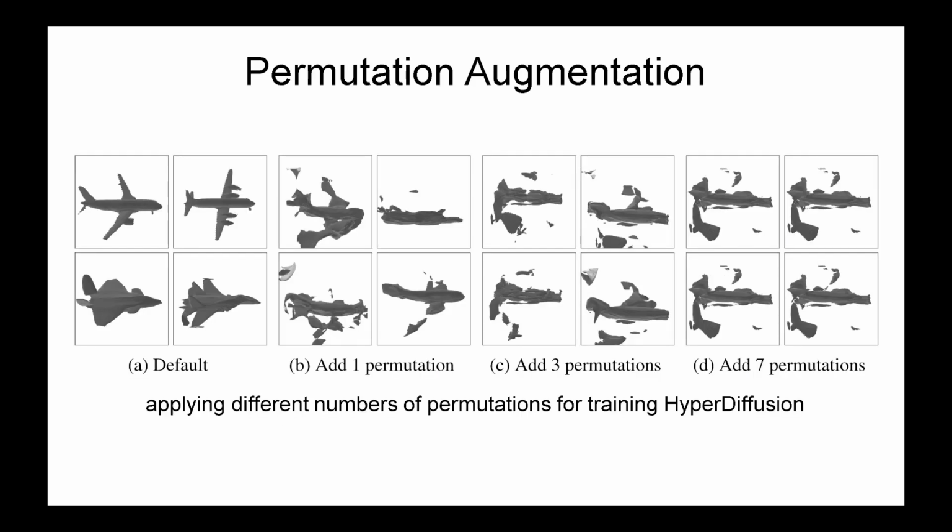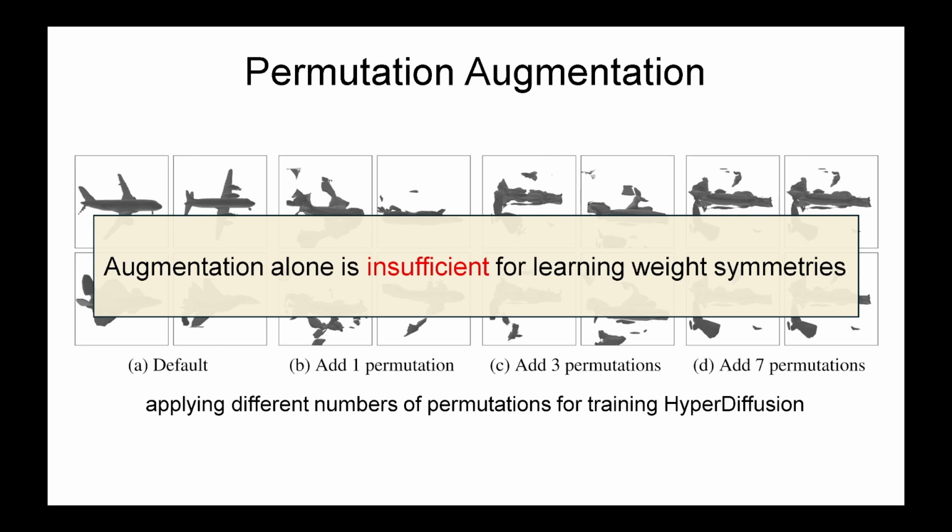We also add 1, 3, and 7 random weight permutations to train hyperdiffusion, which doesn't use augmentation by default. Yet, even when we only add a single permutation, hyperdiffusion fails to produce meaningful shapes. Thus, we find that data augmentation alone is insufficient for generated models to learn neural network symmetries.